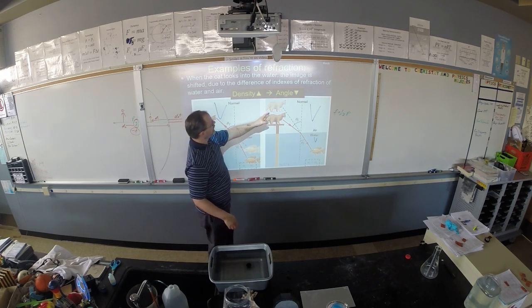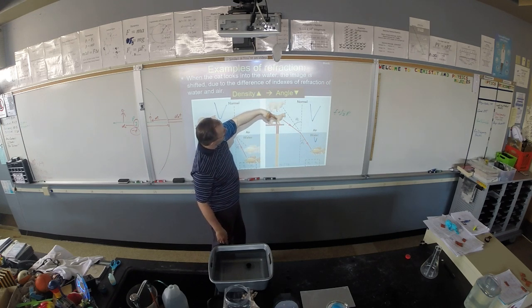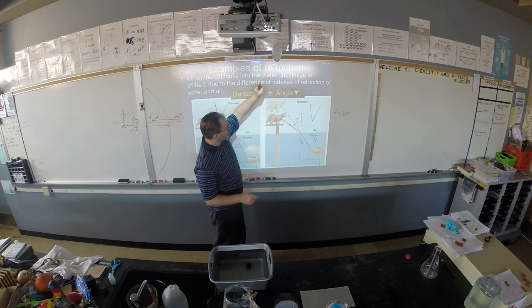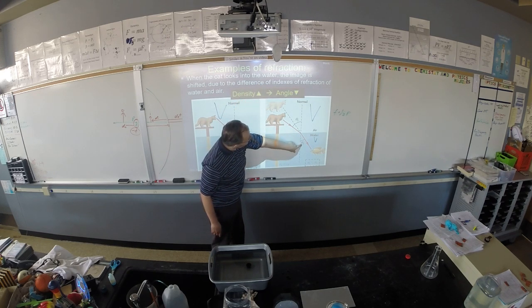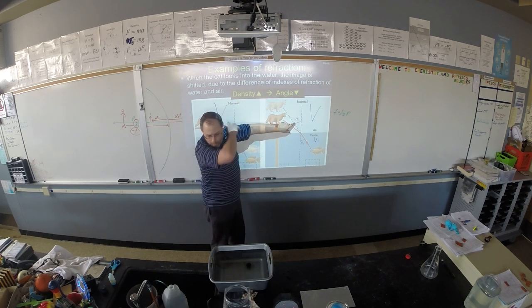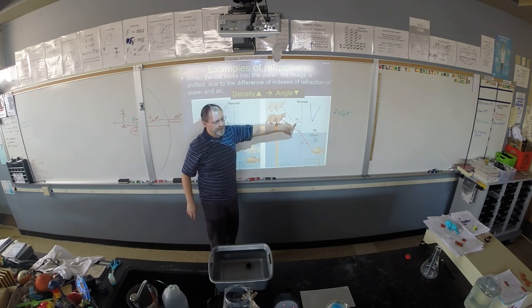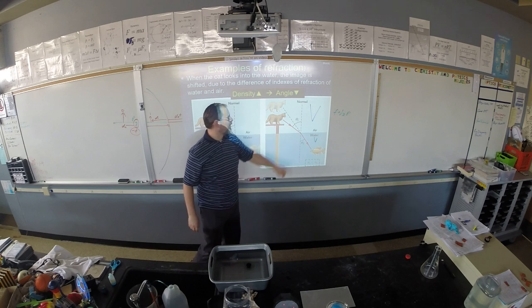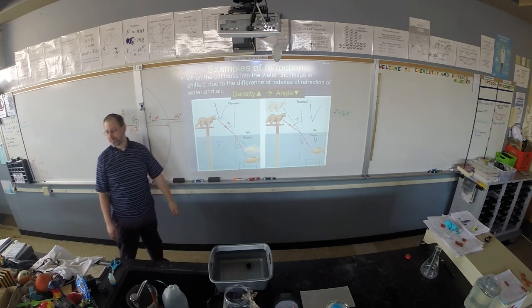In this case, the density is going up. You're going from air to water. If the density goes up, the angle goes down, and the angle of refraction will be smaller than the angle of incidence.